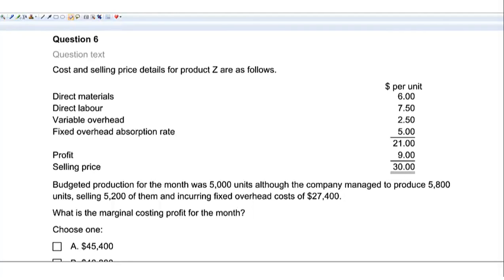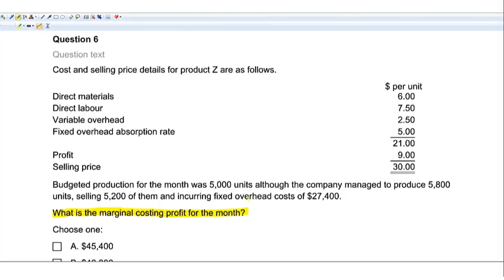If we think about some exam technique, the first thing that we should always do is read the requirement. So if we look down to the bottom, no point going through the scenario until we know what we're being asked to calculate. The requirement says, what is the marginal costing profit for the month? Now, marginal costing is the accounting system in which variable costs only are charged to cost units, and then fixed costs are written off in full against contribution.